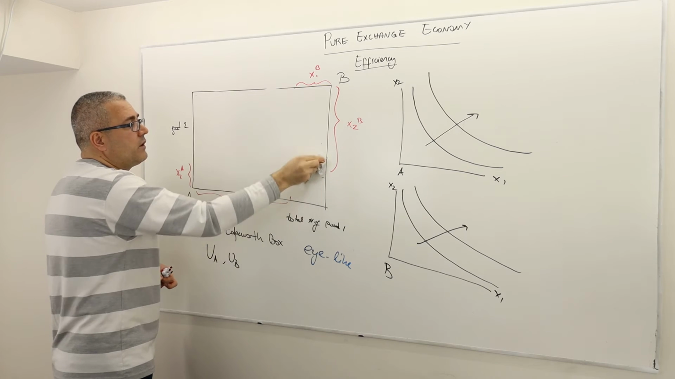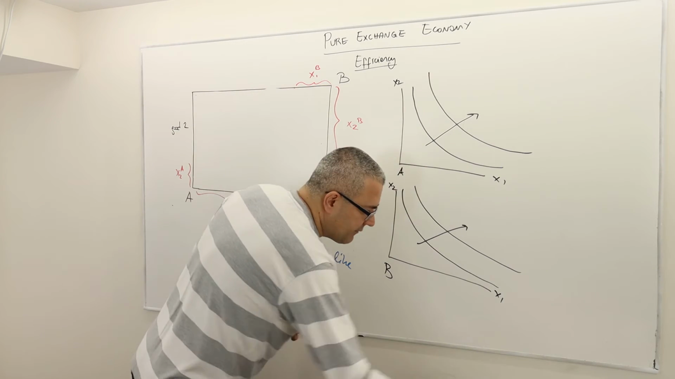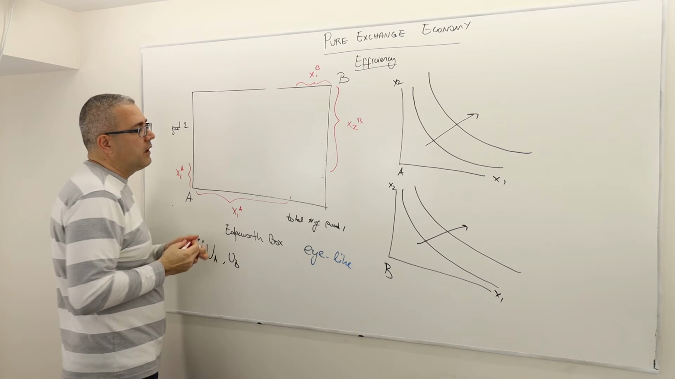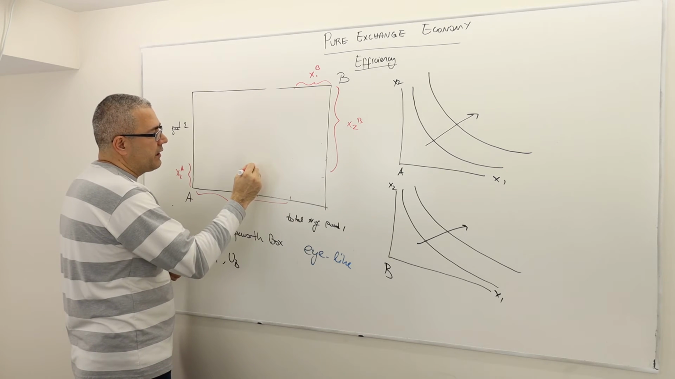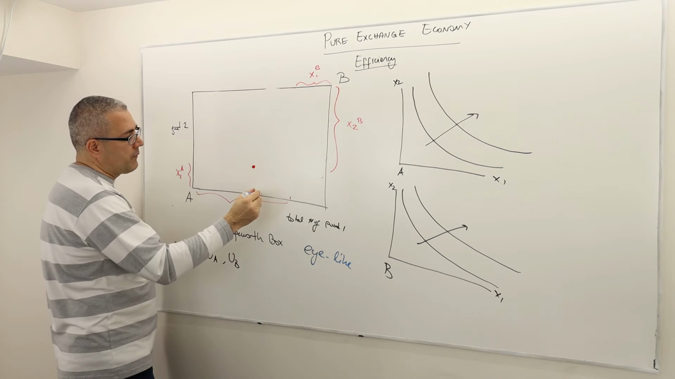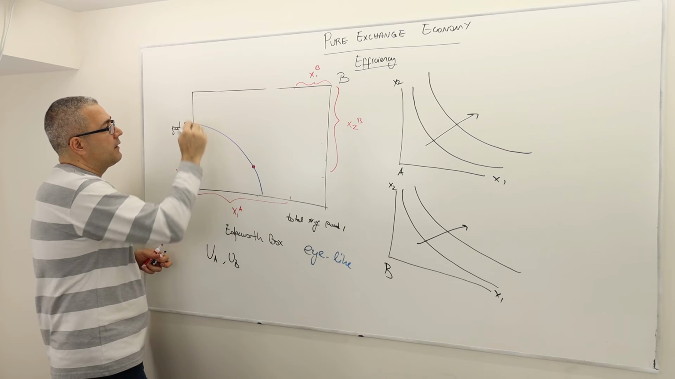So here, what I would like to do is iterate. Once again, let's pick one arbitrary point. Here, draw the indifference curve for agent B. It's going to look something like this.